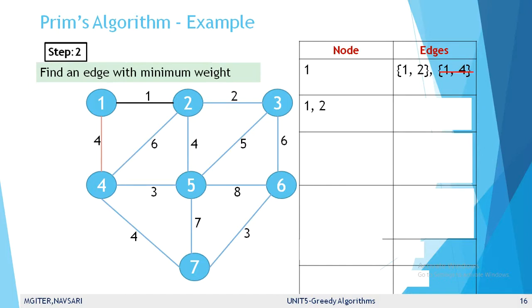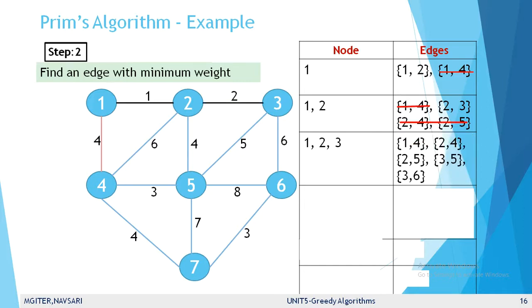Now second we select node 2. Node 2 has the edges 1 to 4, 2 to 3, 2 to 4 and 2 to 5, but we select the edge with the minimum weight. So we select the edge 2 to 3. Now next we select node 3. With nodes 1, 2 and 3 we have the edges 1 to 4, 2 to 4, 2 to 5, 3 to 5 and 3 to 6, but we select the edge with the minimum weight. So we select the edge 1 to 4.